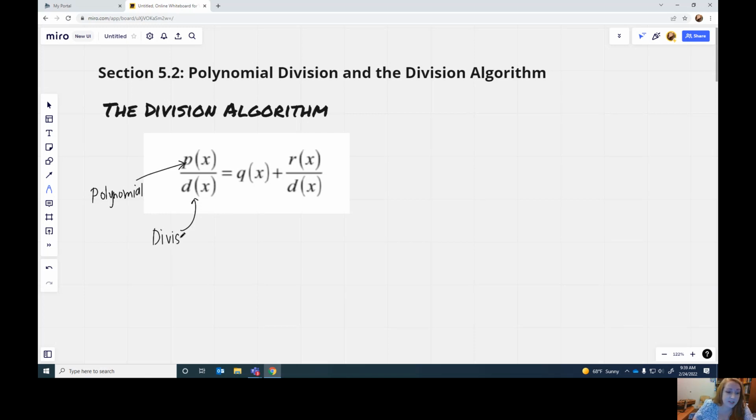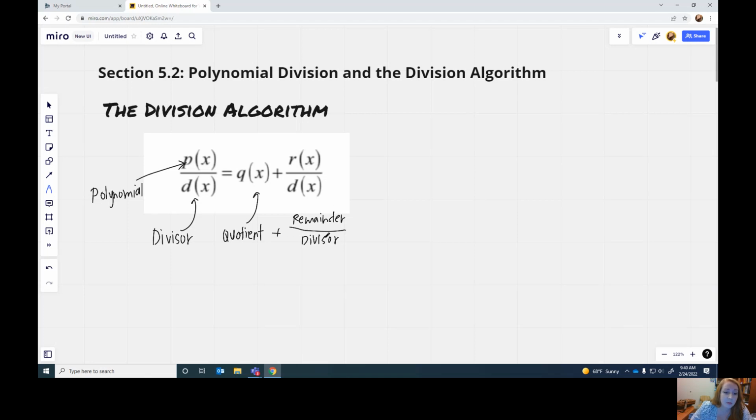Or you could think of it as D just represents the denominator. So we have a polynomial divided by some divisor equals a quotient. Q represents the quotient, plus the remainder over that original divisor. This is how we will write our answers. We will take some polynomial, divide it by a divisor, and then write our answer as the quotient plus the remainder over that original divisor.